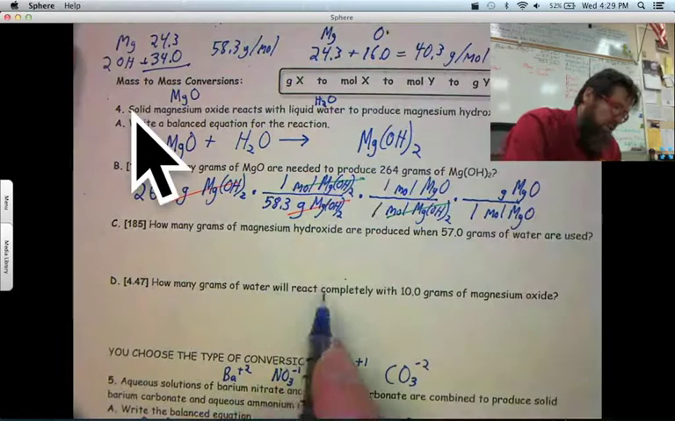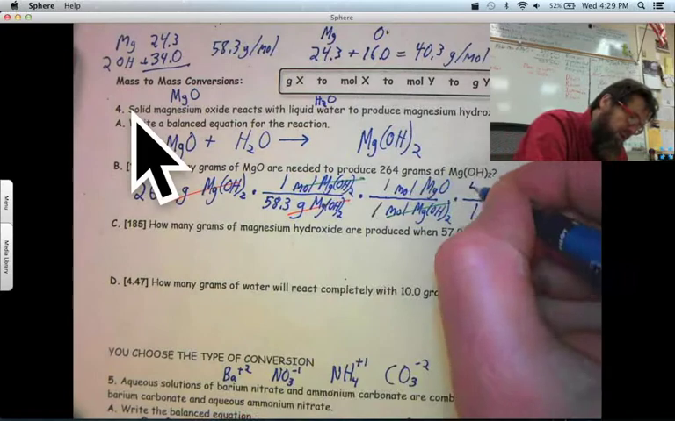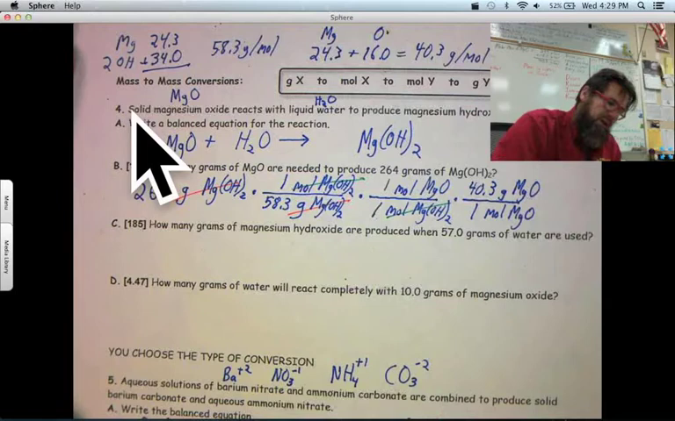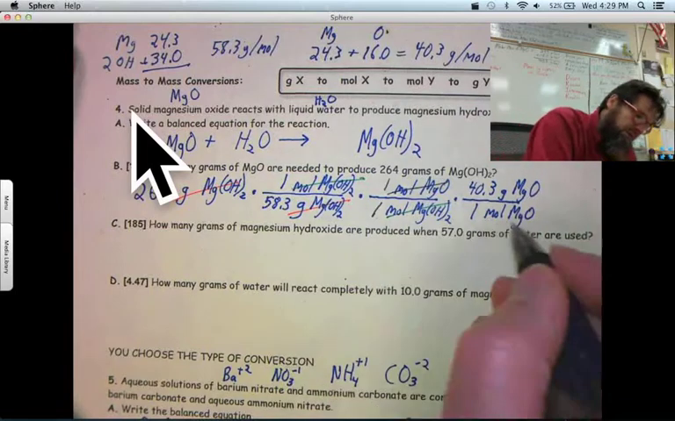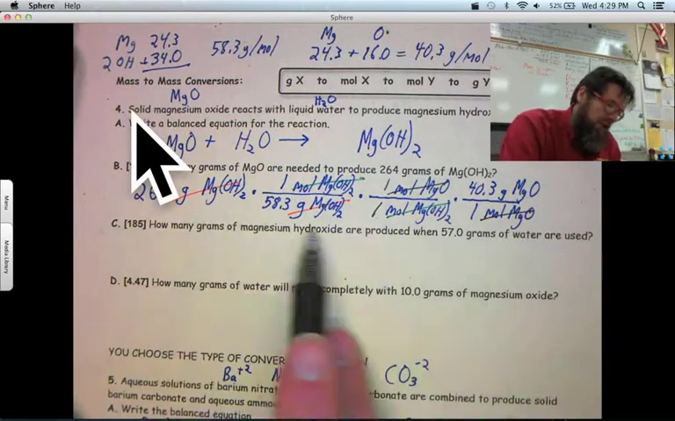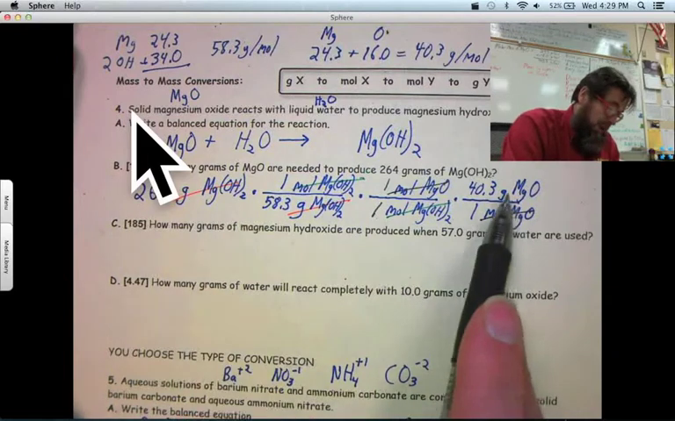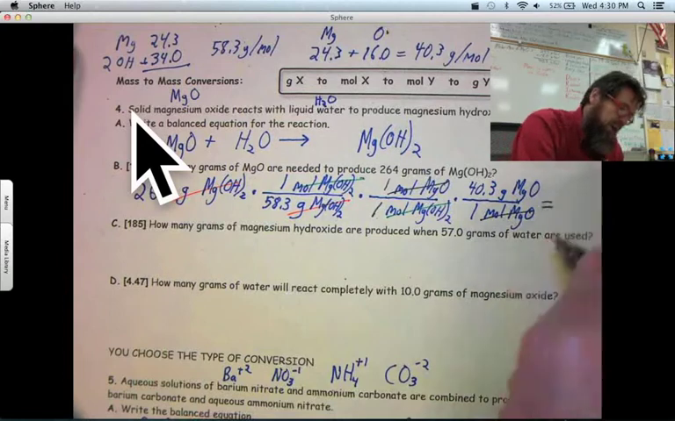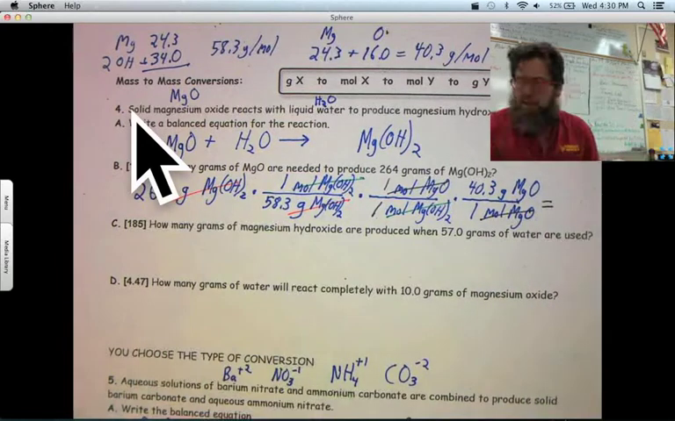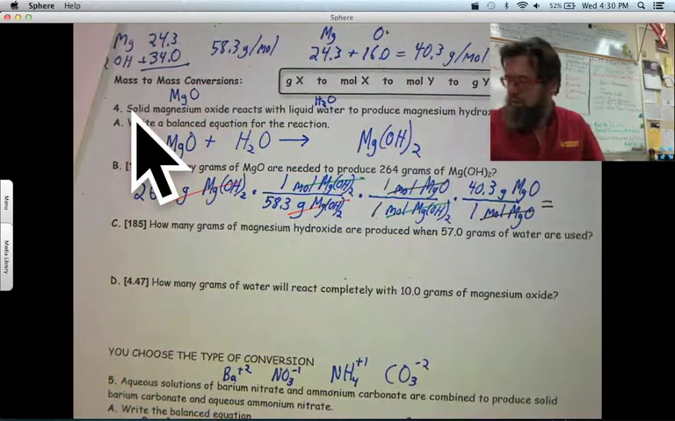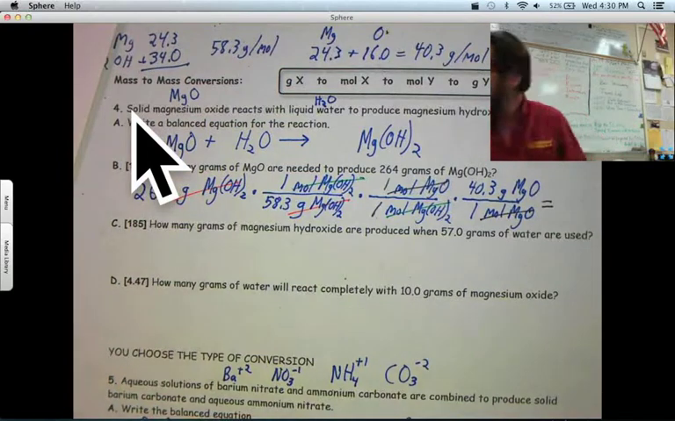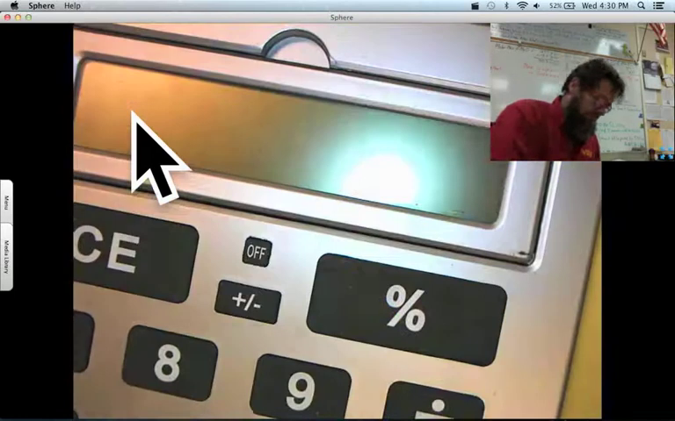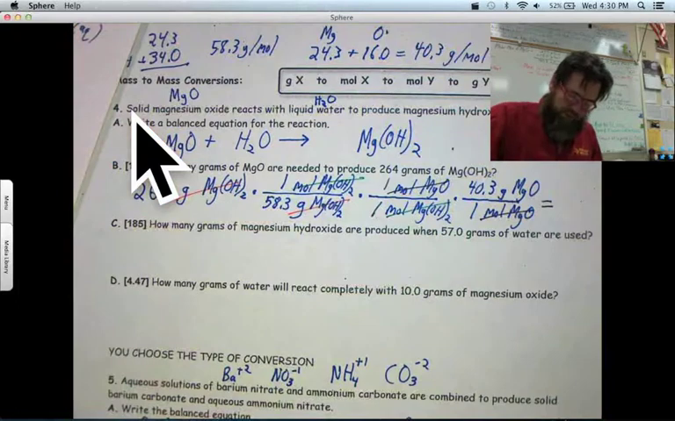So 40.3 grams per mole. Now we can cancel our units, moles of MgO, moles of MgO, and we have only grams of MgO left as units, which is what we wanted. That's great. So let's put an equal sign and do the math. Take out our calculator, which is somewhere conveniently nearby. Huh. Oh well, let's use this one.